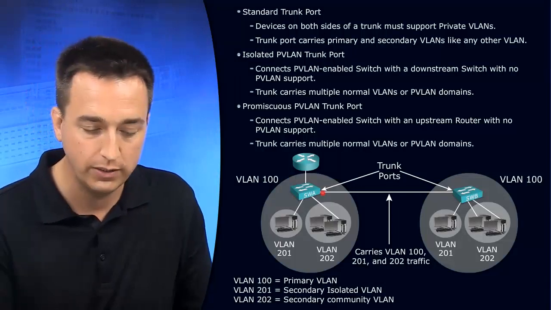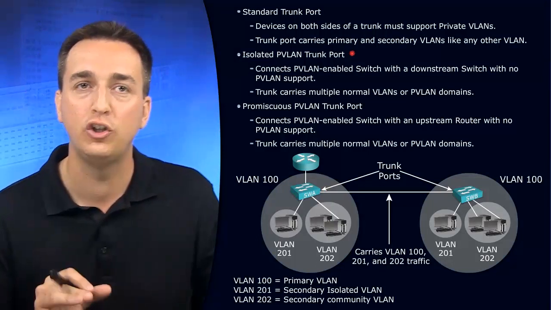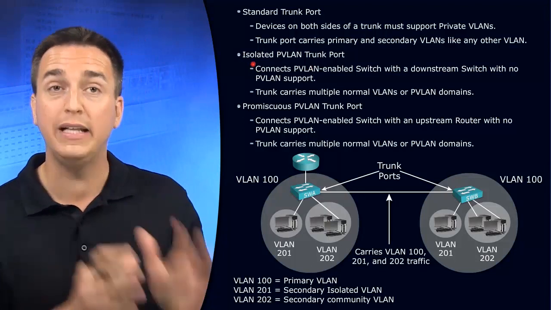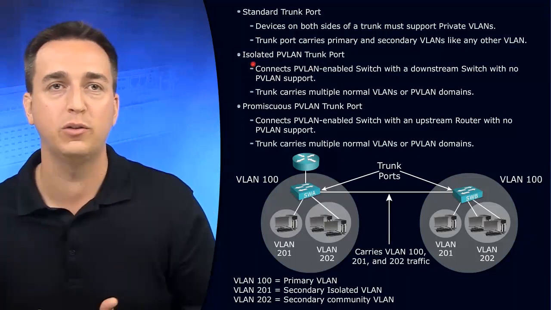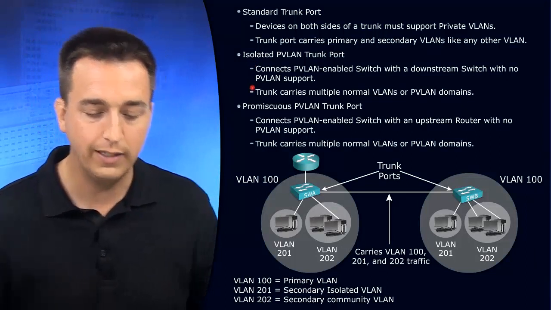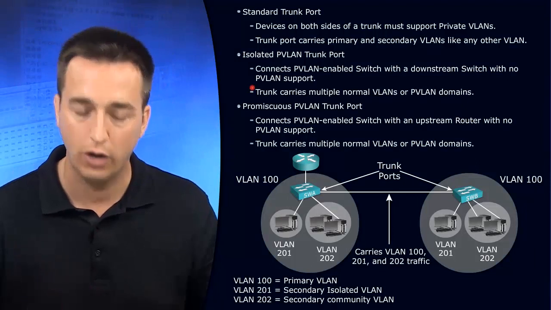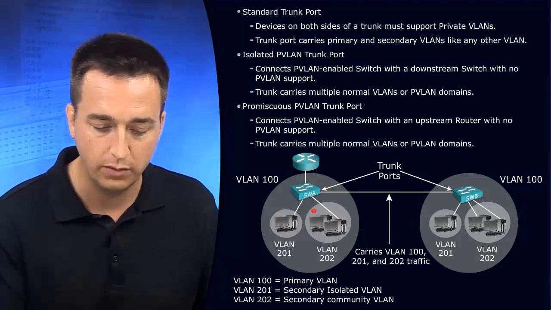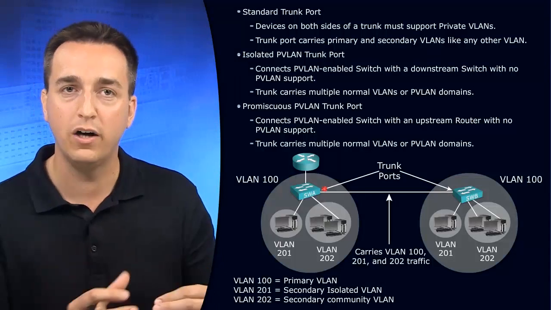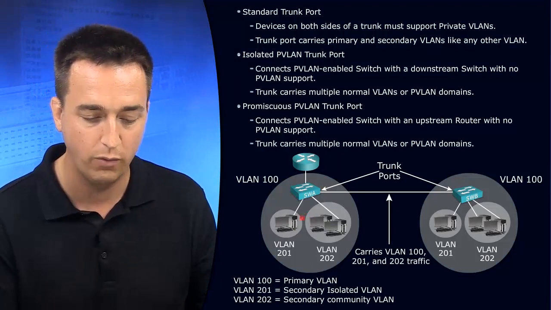Well, in this case, you can set up the trunk ports as an isolated VLAN trunk port, because this gives you the ability to connect the private VLAN-enabled switch to a downstream switch that doesn't support private VLANs. So now that trunk can carry the normal VLANs as well as the private VLAN information across the trunk, while making sure that the communication is still isolated, as it should be based on the private VLAN configuration and the sub VLANs we have over here.